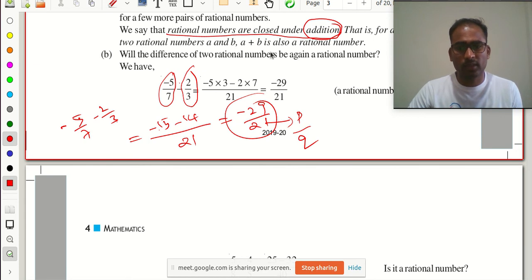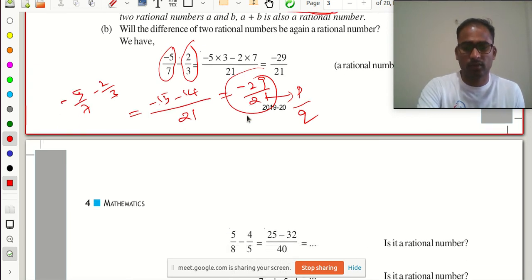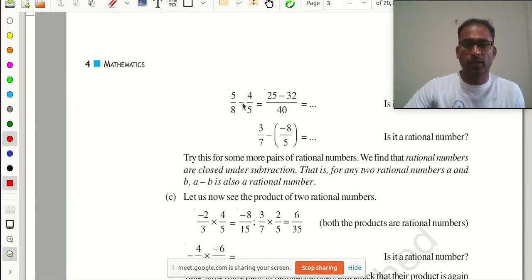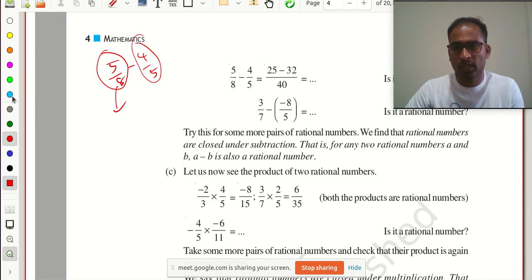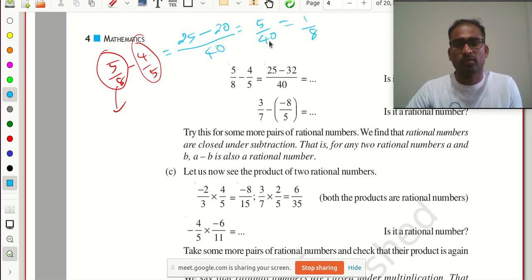Is this right? Okay. Next, we'll go with another example. See here, 5 by 8 minus 4 by 5. 5 by 8 is one rational number, 4 by 5 is another rational number. I need to subtract these two. What will I get here? 8 fives are 40, 5 fives are 25, minus 8 fours are 20. So here I will get 5 by 40. I can write this as 1 by 8 also.